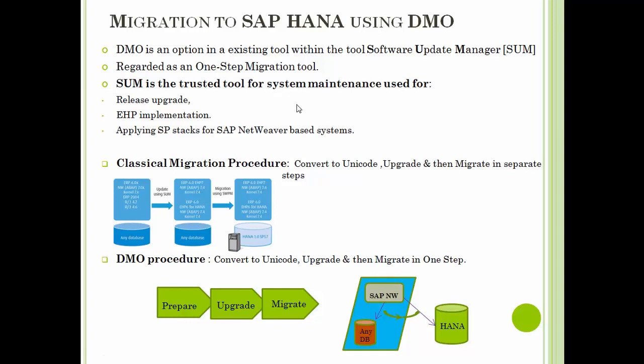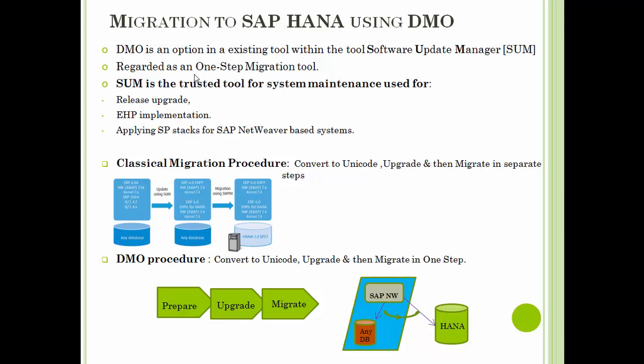So once we have the SAP solutions installed for any post activities during the life cycle like release upgrade, EHP installation or support package installation, we make use of SUM tool, which offers a very good user interface. But this SUM tool has been enhanced to provide the DMO procedure option, which is very specific to migration of an existing solution to SAP HANA database. So, as I said, it is regarded as a one-step migration tool where we can club Unicode conversion, upgrade, and then migration together.